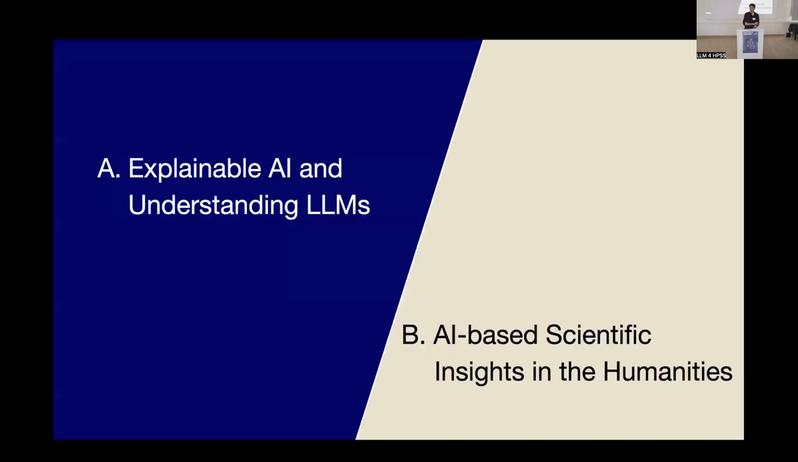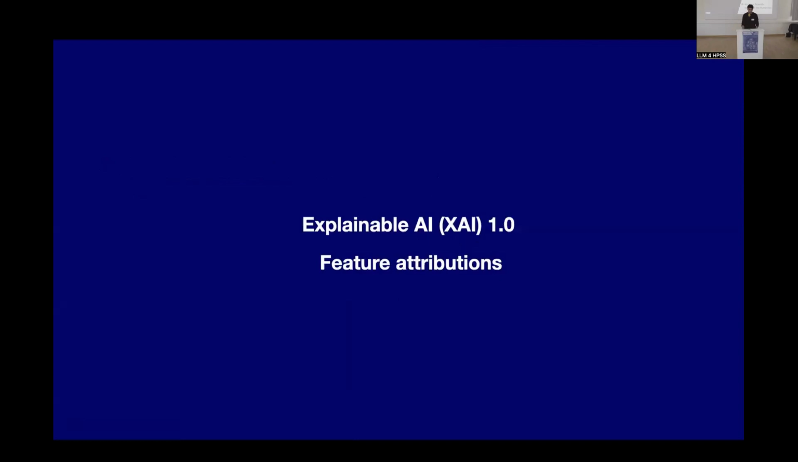So the talk is kind of split into two parts. There's the first part on explainable AI and how we can develop methods and approaches to understand what's going on in these very complex models. And then secondly, also how we can use AI for insights into the sciences, especially in the applications in the humanities.